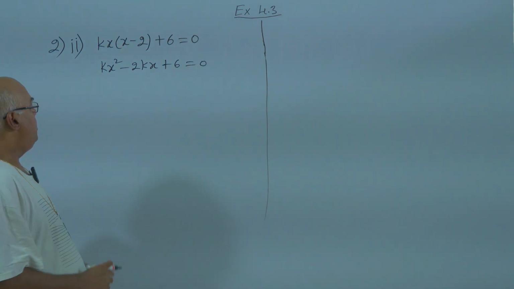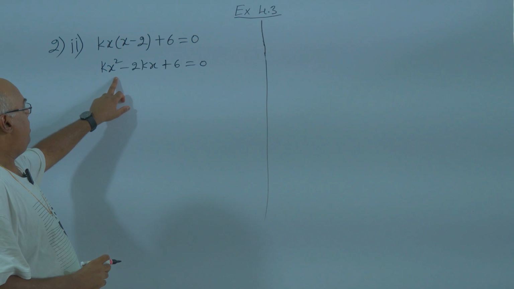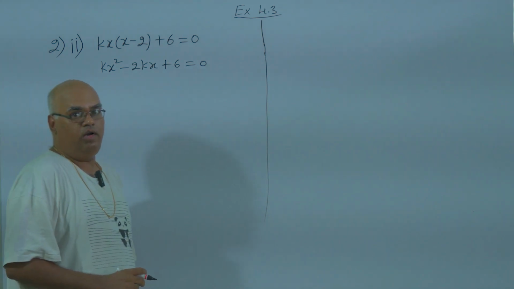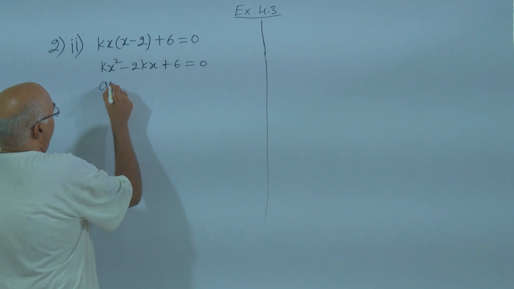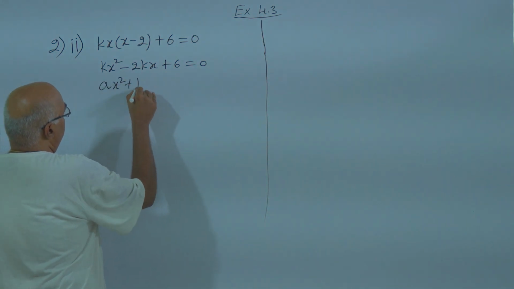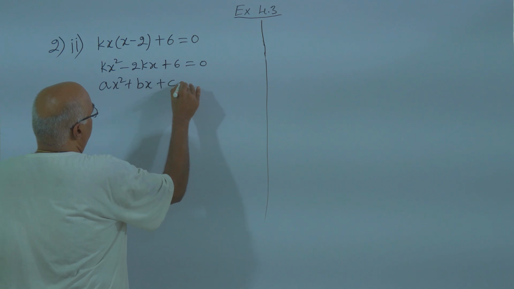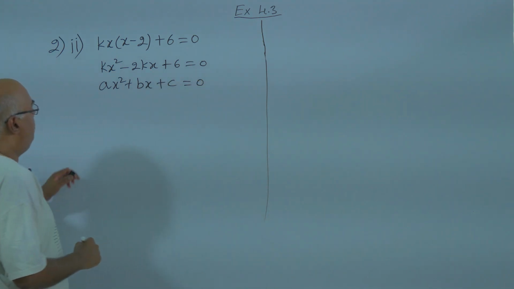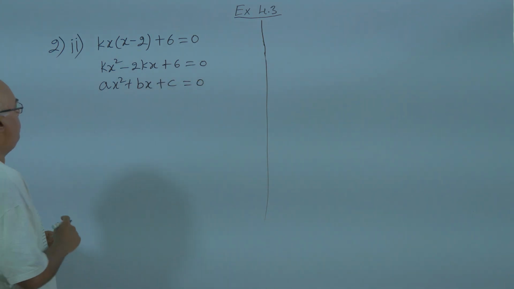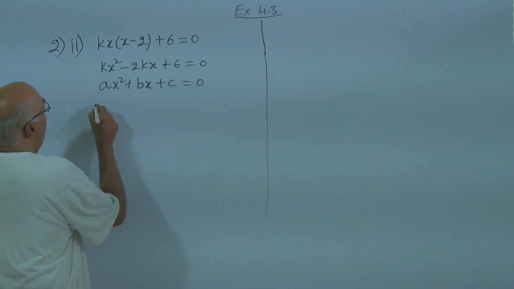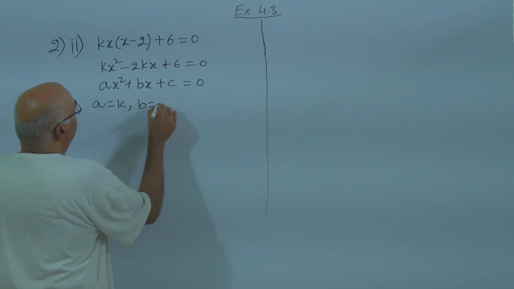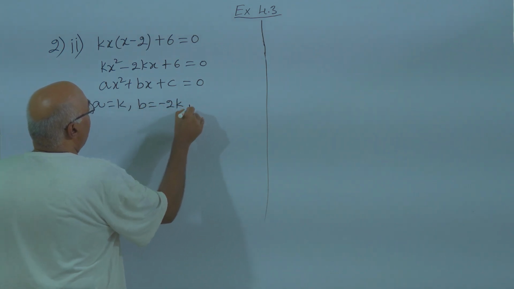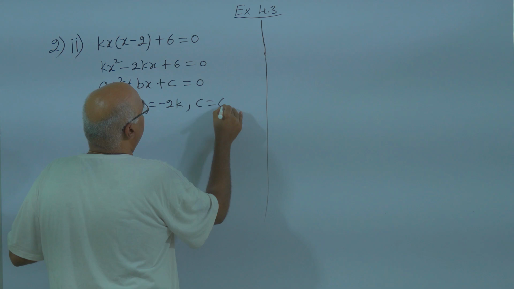Now I will compare this quadratic equation with the standard form of the quadratic equation. We know that the standard form is ax square plus bx plus c is equal to 0. If I compare, I get the values: a is equal to k, b is equal to minus 2k, and c is equal to 6.